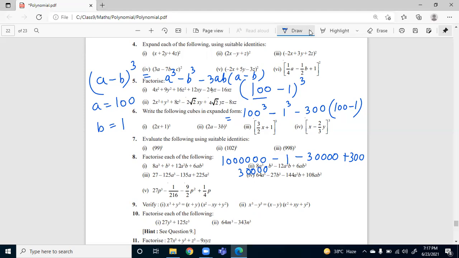Okay, so can we quickly discuss the second item? Ma'am, is the answer 970299? Yeah, I need to check it. If you have done the calculation correct, then it will be correct.